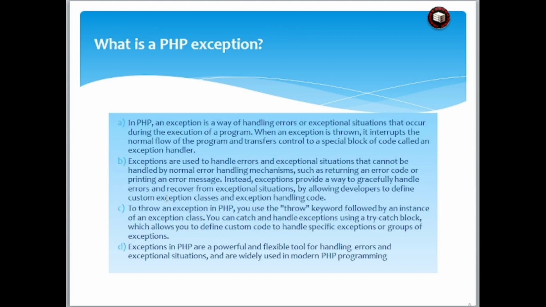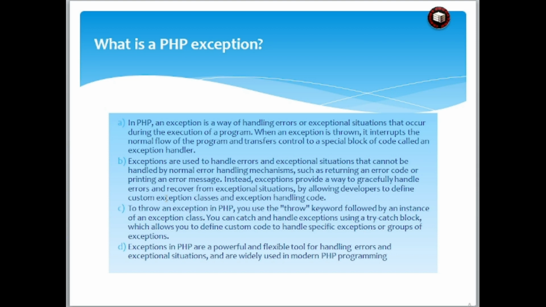Next question, exception. What is an exception in PHP? Exception is a way of handling errors or exceptional situations that occur during the execution of a program. When an exception is thrown, it interrupts the normal flow of the program and transfers control to a special block of code called an exception handler.